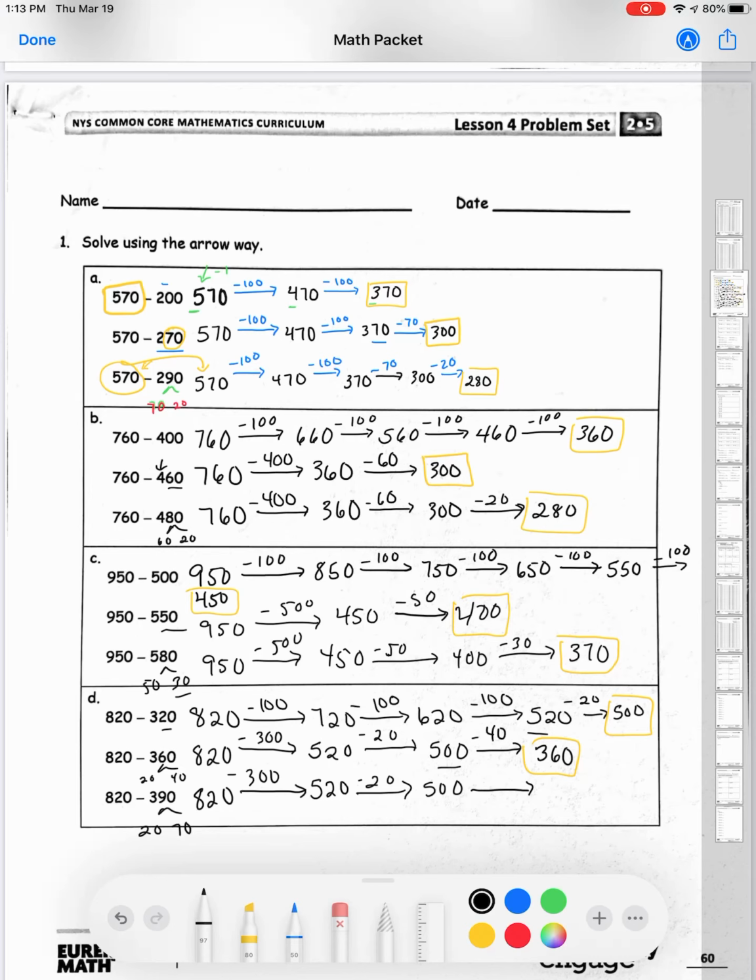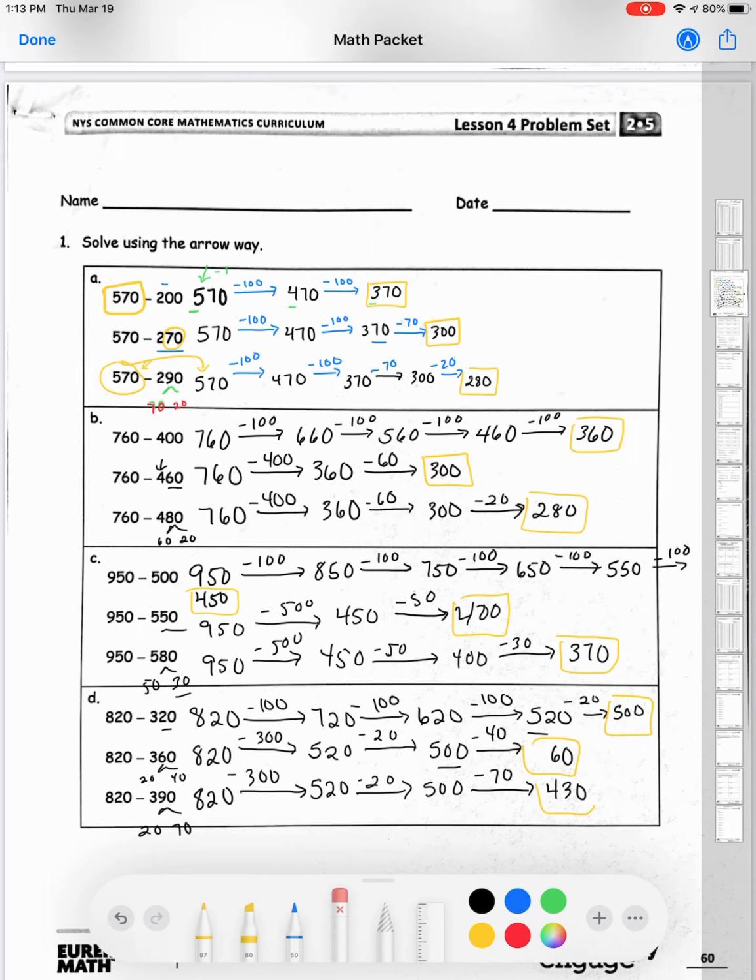So now I have to take away 7 tens. And if I take away 7 tens from 500, I can count back and it's 430. And, oops, sorry. Did I count that wrong? Oh, I just caught myself in a mistake here.